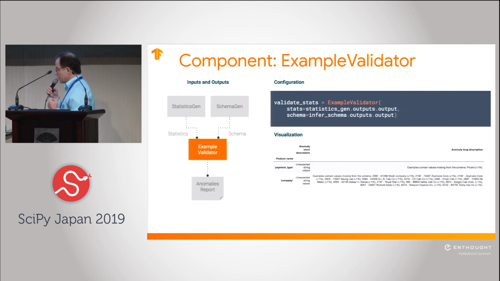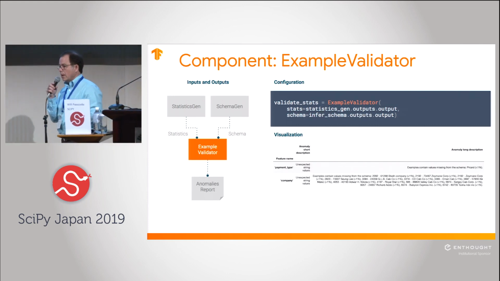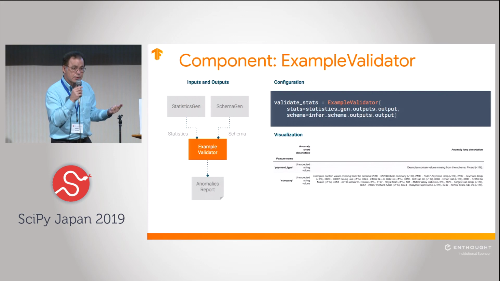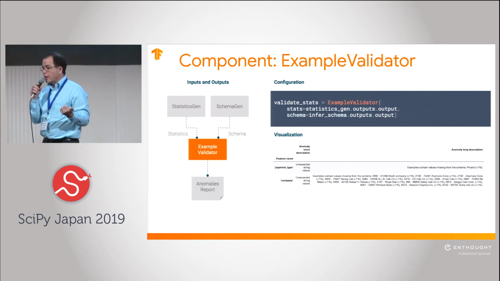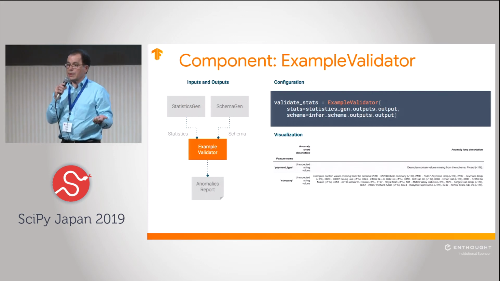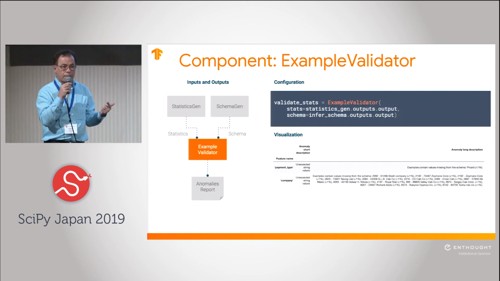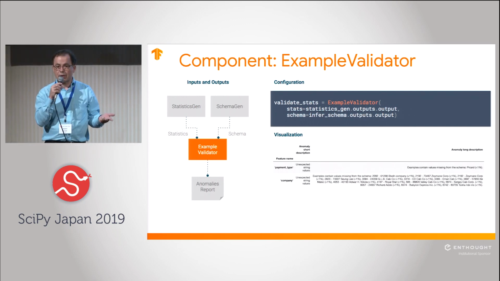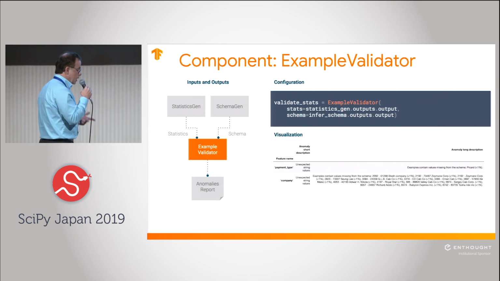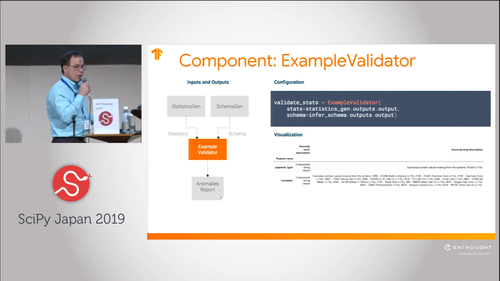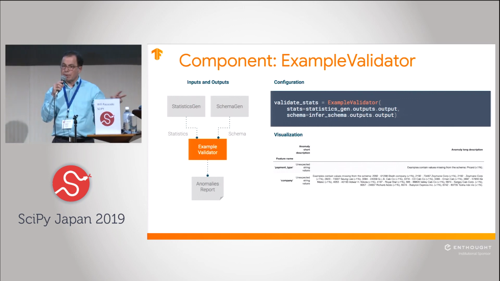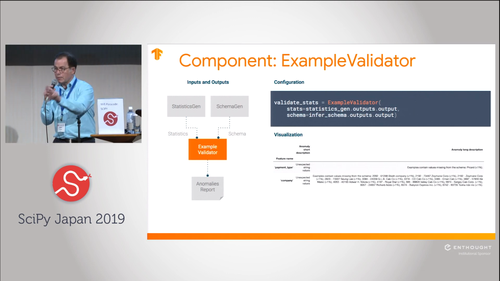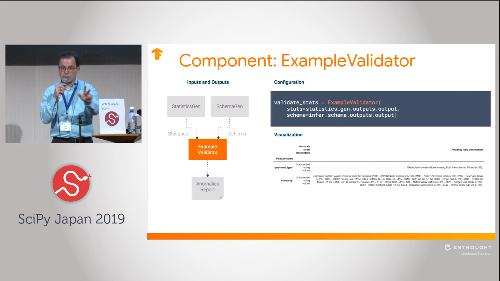ExampleValidator takes the statistics and the schema, and it looks at your data and it tries to find problems. So it's going to look for anomalies in your data. It's going to look for missing values. It's going to look for values in features where the value is the wrong type. So this is, again, typical data wrangling types of stuff. Now, remember, this is in a production environment that you're running continuously. So you're doing this not just once to train an initial model, you're doing it every time you run the pipeline because your data changes.